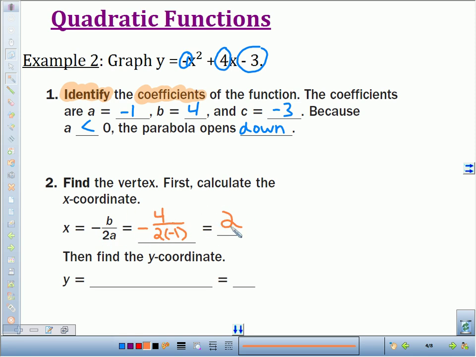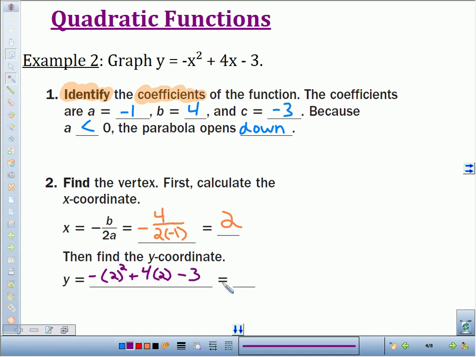Once we know the x value, we can use that to find the y value. And to find the y coordinate, all we have to do is plug our x coordinate into the function. So we're going to plug in 2 everywhere we see x up at the top. So I have negative (2) squared, and I put the 2 in parentheses, plus 4 times (2), again in parentheses, minus 3.